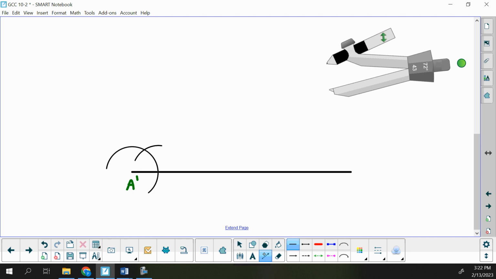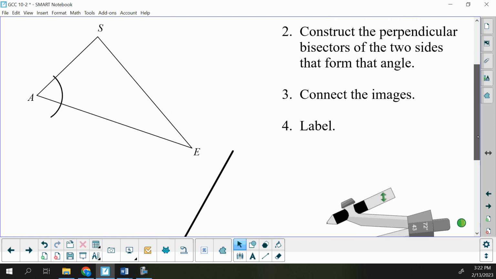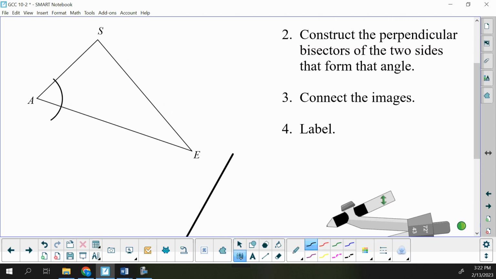Wherever they cross, connect from A prime through your intersection, and that copies our angle. So we're guaranteed our angle is exactly the same now. So now what we need to figure out is how far to mark off on those segments. They need to be half the distance from what it was before.